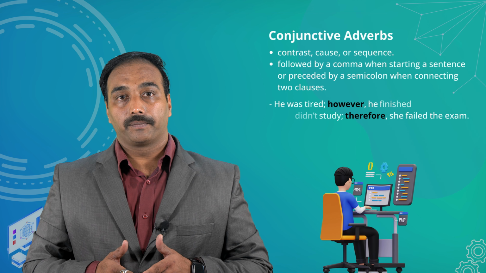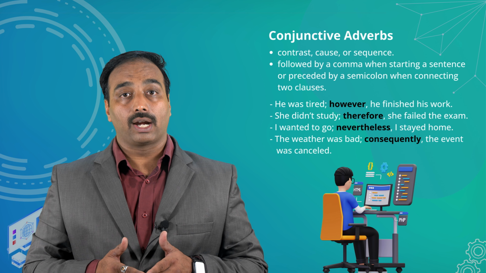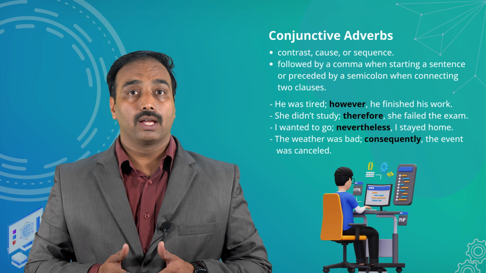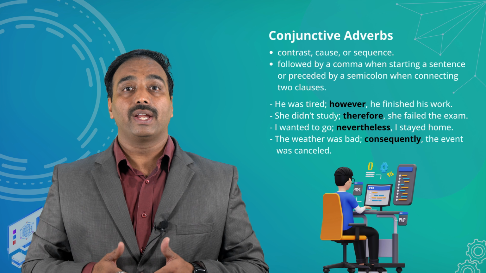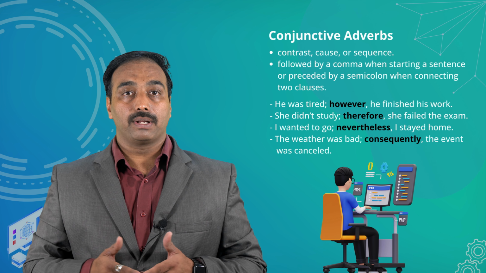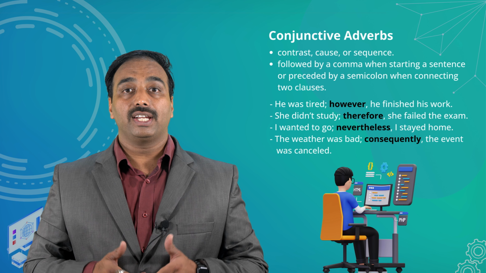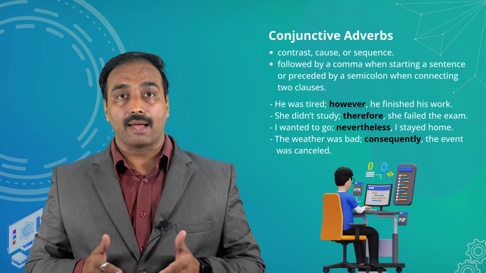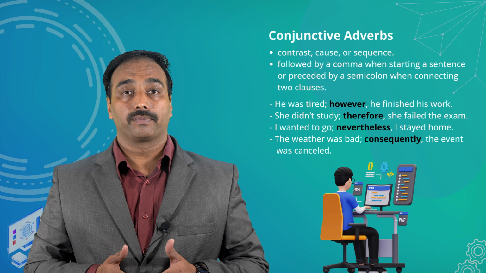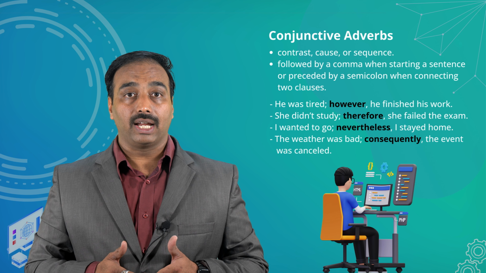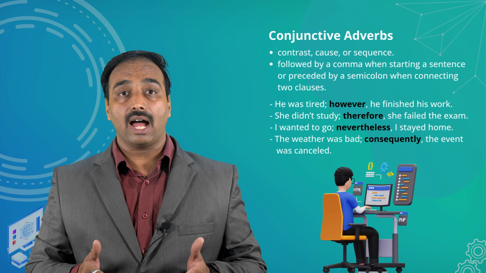Conjunctive adverbs. These connect independent clauses, showing relationships such as contrast, cause, or sequence. They are often followed by a comma when starting a sentence or preceded by a semicolon when connecting two clauses. Examples, he was tired. However, he finished his work. She didn't study. Therefore, she failed the exam. I wanted to go. Nevertheless, I stayed home. The weather was bad. Consequently, the event was cancelled. He is smart. Moreover, he works hard.